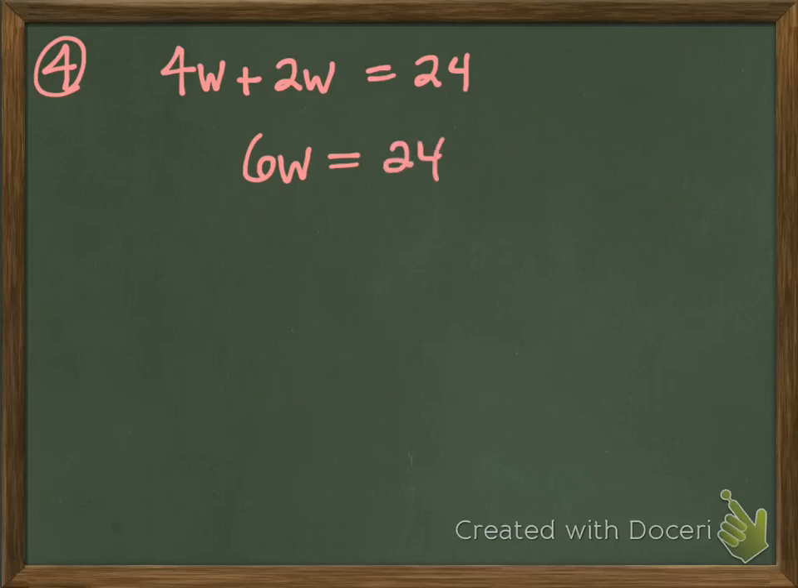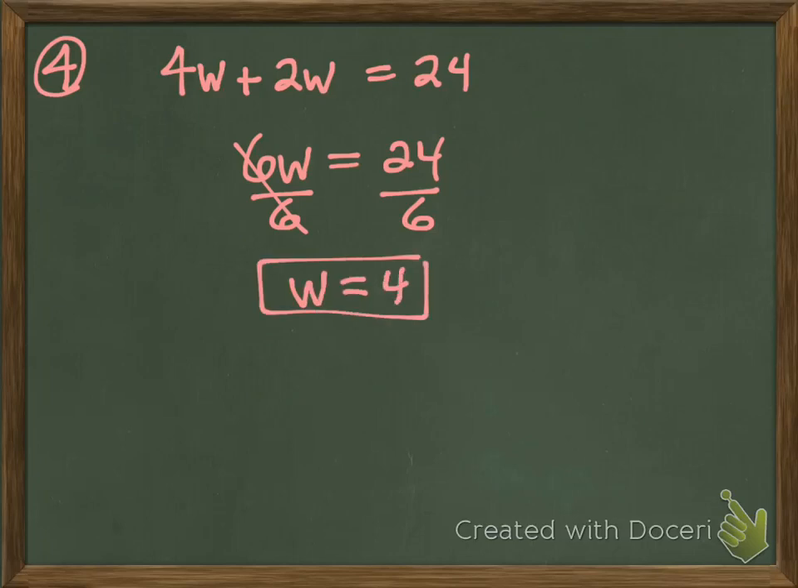So just turn to like terms. Okay, so now it's just a little one-step equation. What are we going to do? Divide by 6. The 6's cancel. We get W equals 4. Simple enough? Yes. That's really all that is.